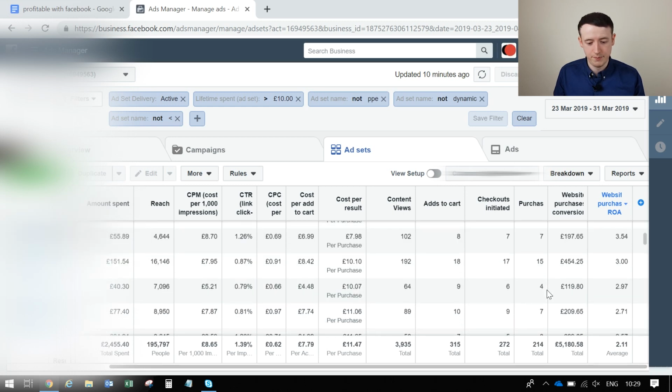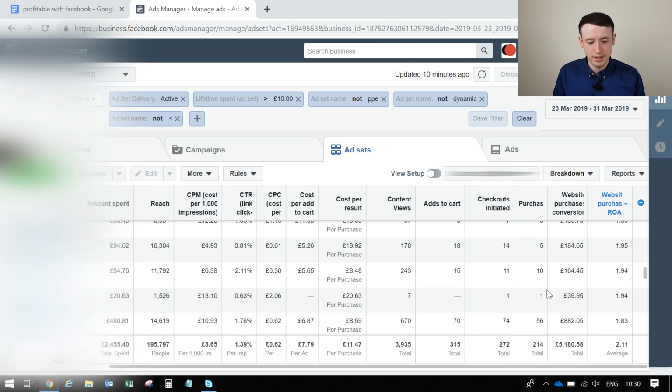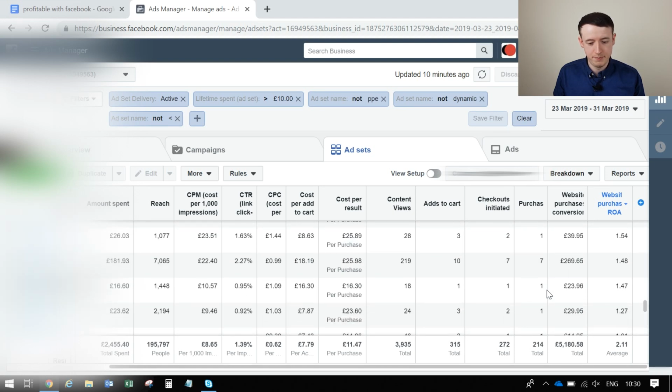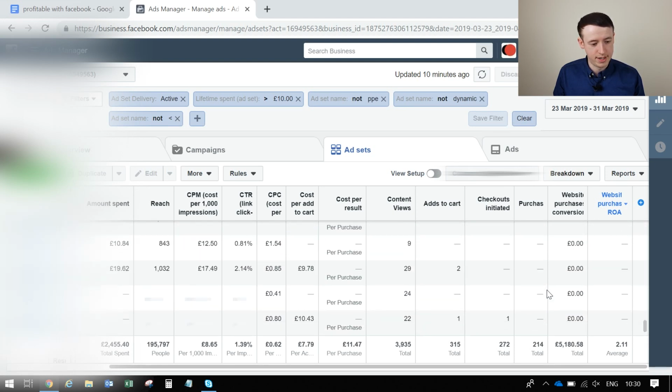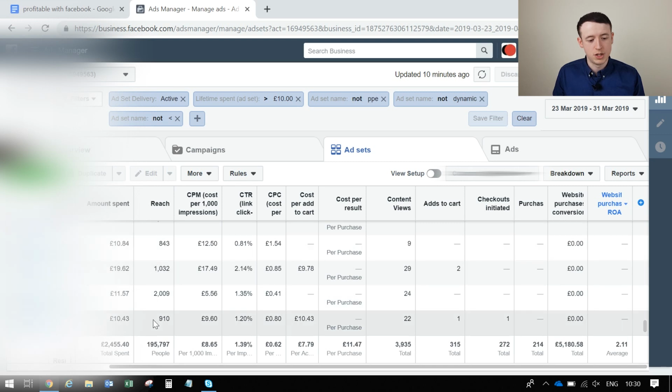But if I scroll down, you can just see I've got some really good 2.0s. And then down here at the bottom, I've got some that aren't doing so well. So these ones at the bottom here I would start to look at. They've only spent just over £10. So I would look at what my break-even margin on that was. If for this product it was £20, I would just leave it running. I'm not quite at my break-even point yet.